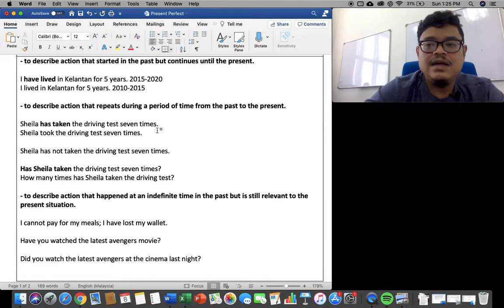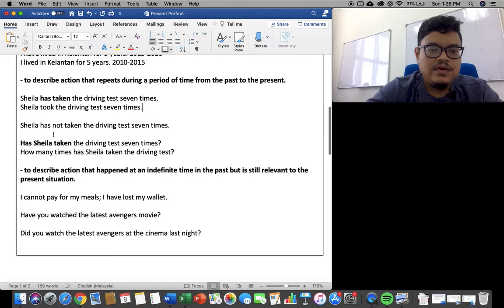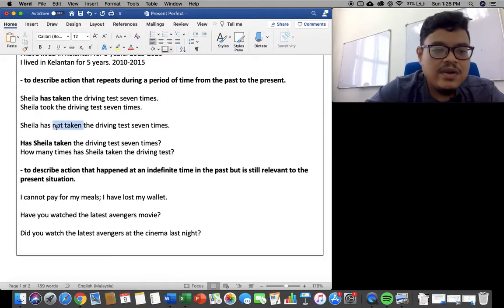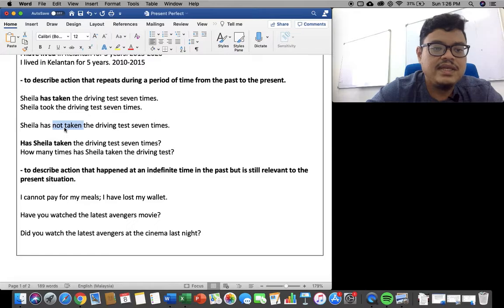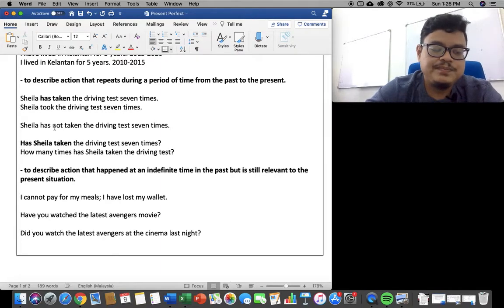So you see here, the difference in tenses is very little, isn't it? One is in the present perfect, one is in the past simple. But the difference in meaning is very big. Okay, Sheila has not taken the driving test 7 times. So this one is if you want to write it in the negative. For the negative, you just add not. You don't have to add do, right? Like the present simple or past simple. Sheila has not taken the driving test 7 times.